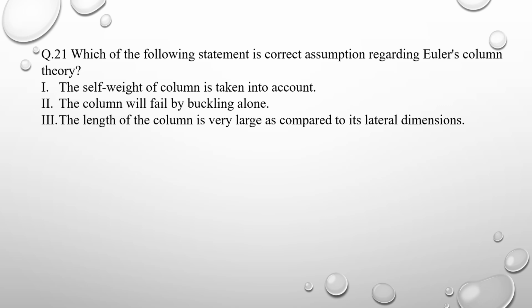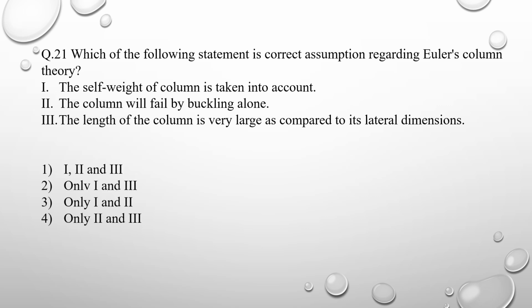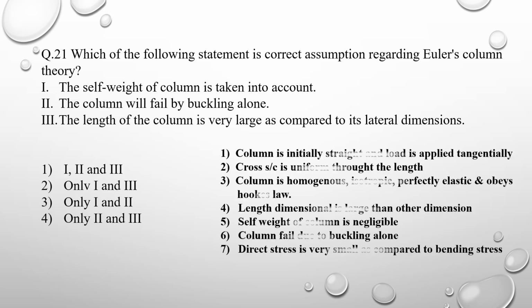And then third, the length of the column is very large as compared to lateral dimension. This is also correct. So here, options second and third are correct. So option number 4 is correct here. Only second and third. So here are some extra assumptions related to Euler's theory.